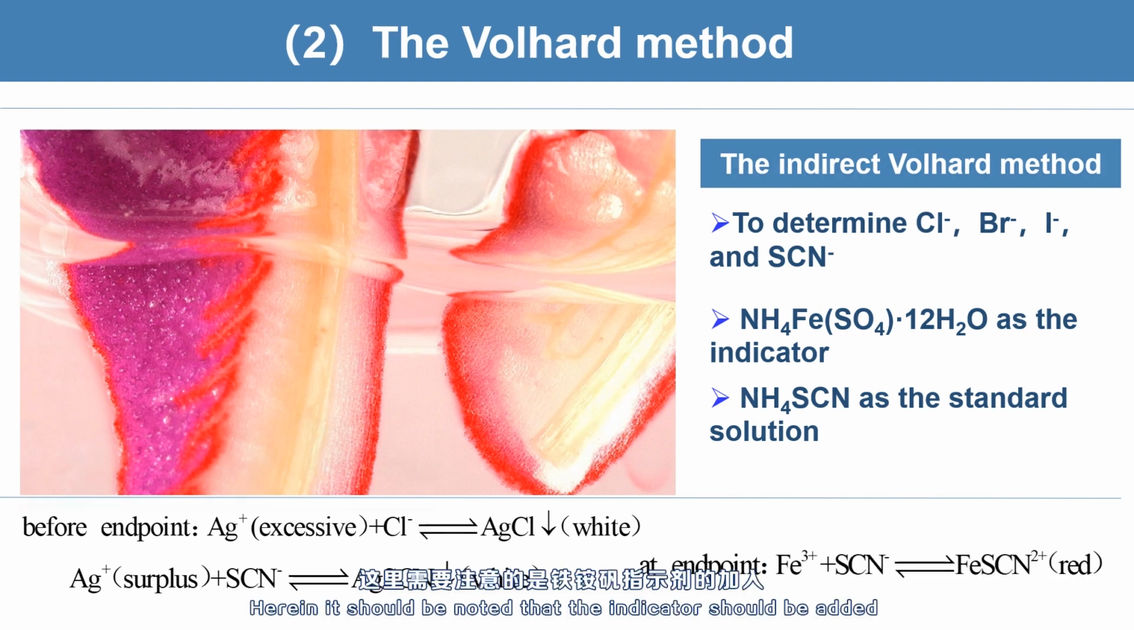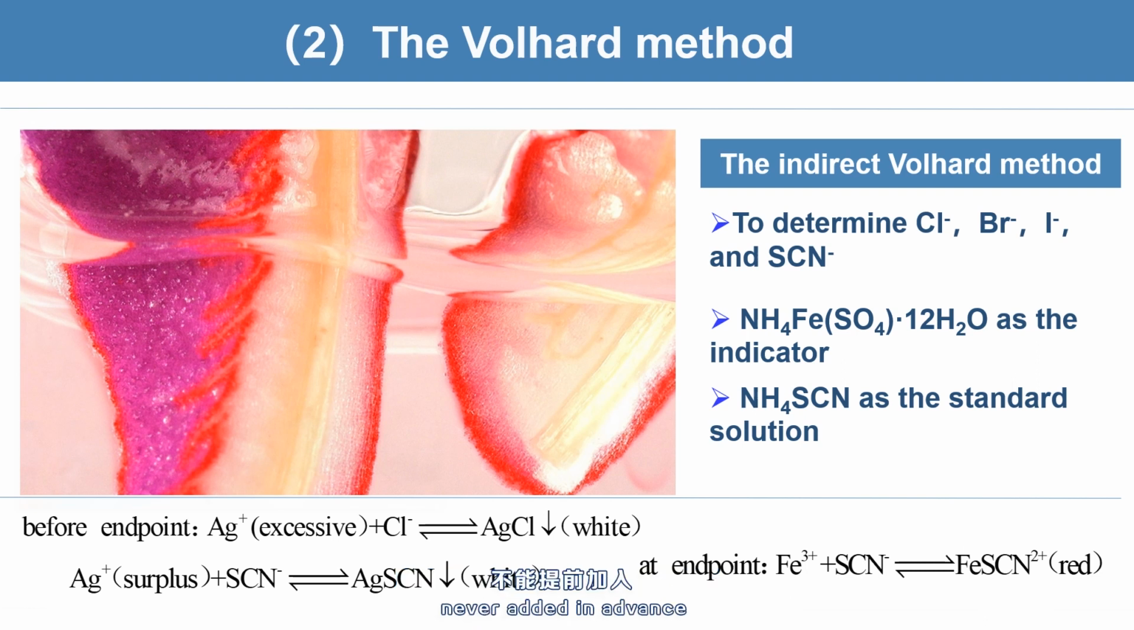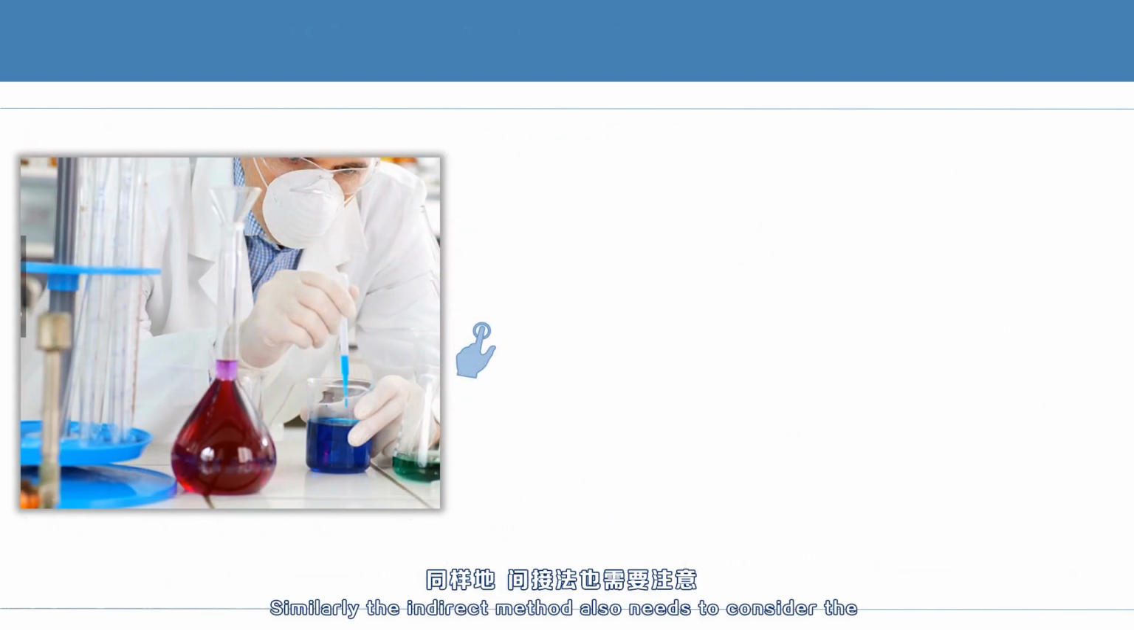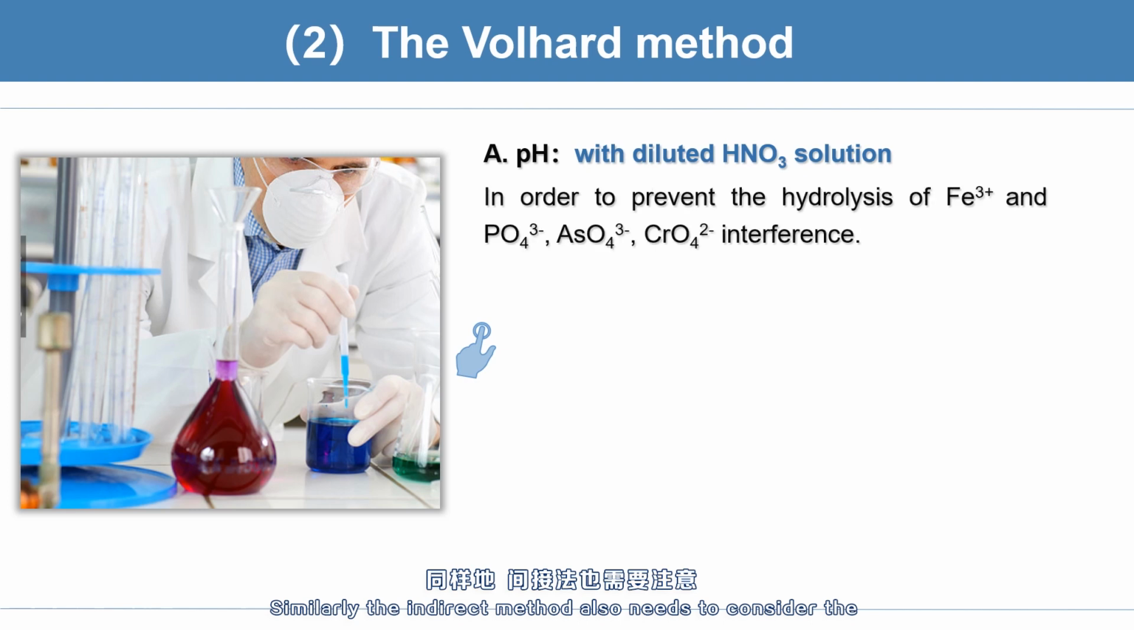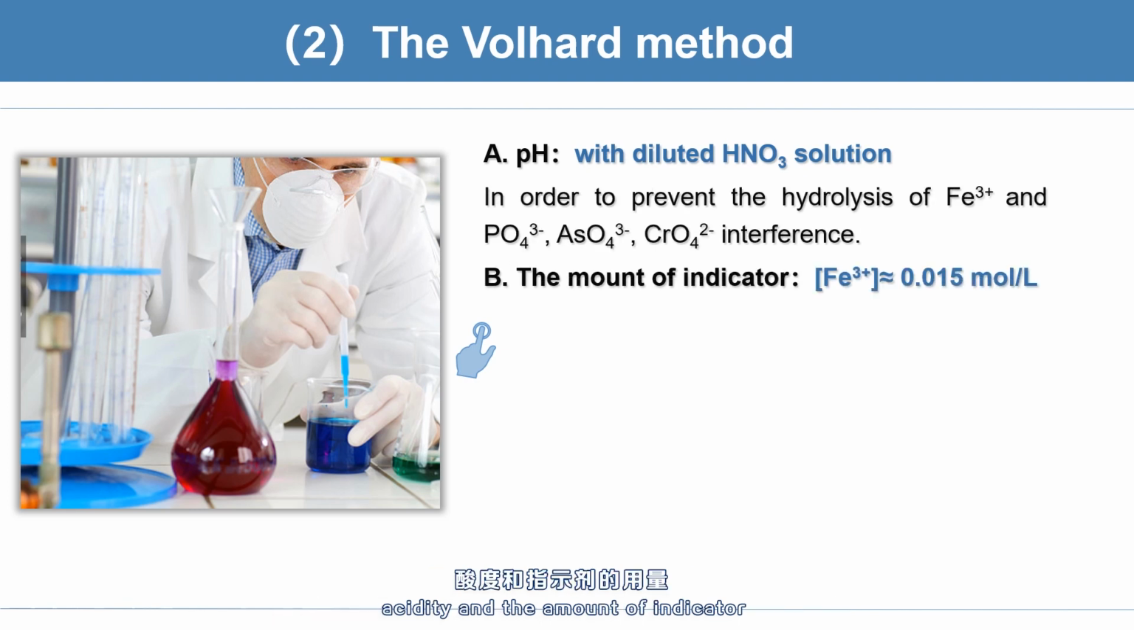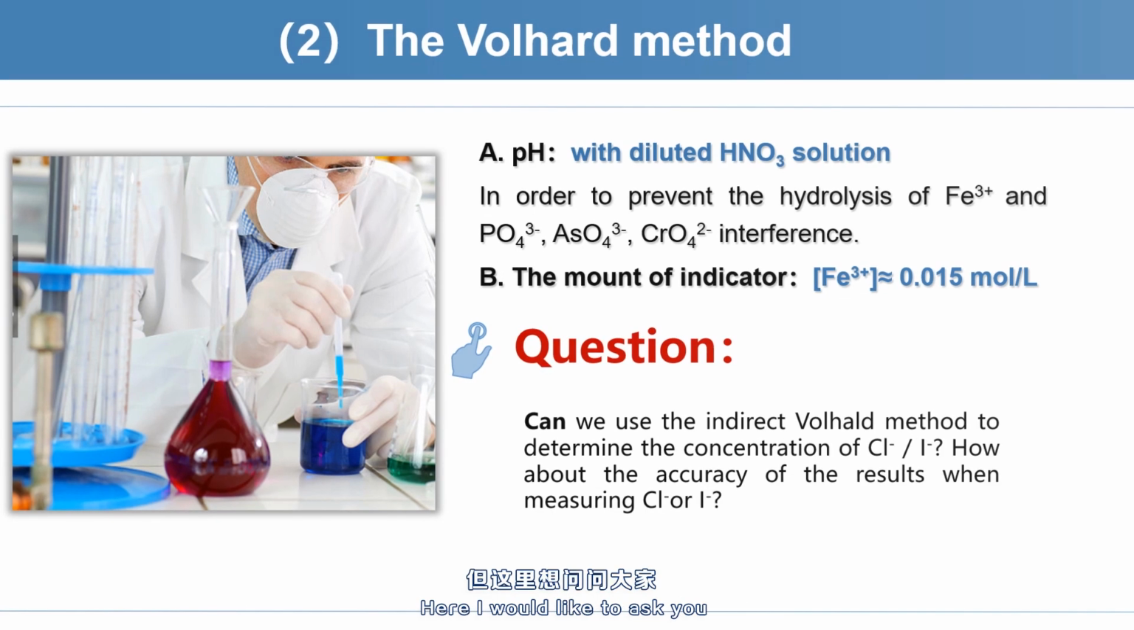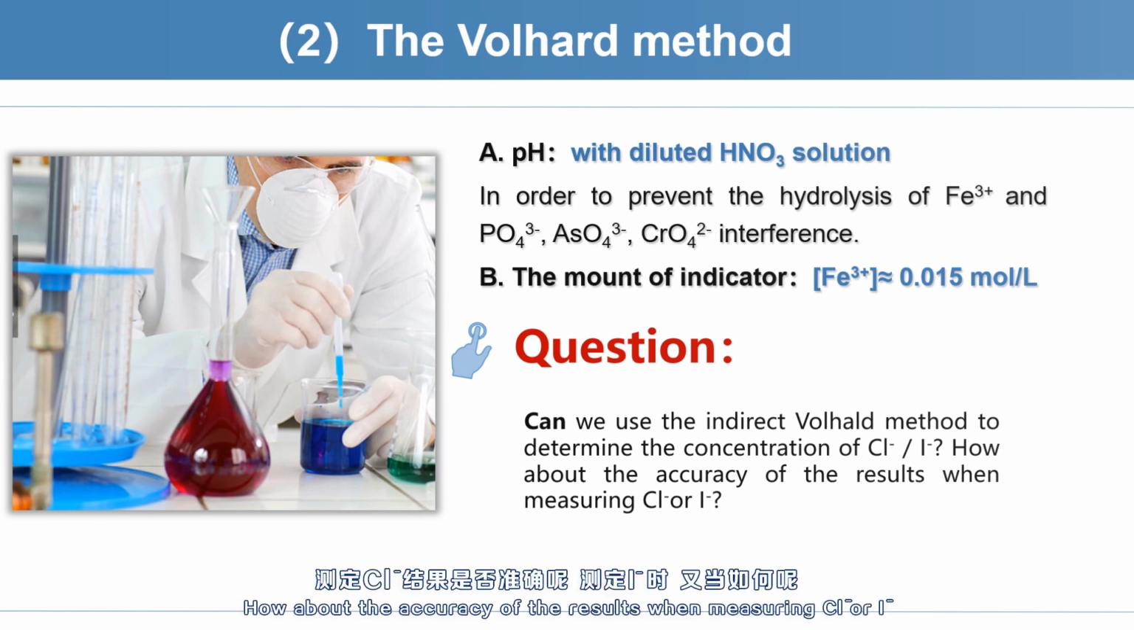Herein, it should be noted that the indicator should be added after the complete precipitation of silver salt, never added in advance. Similarly, the indirect method also needs to consider the acidity and the amount of indicator. Here, I would like to ask you, can we use the Volhard indirect method to determine the concentration of chloride or iodide? How about the accuracy of the results when measuring chloride or iodide?